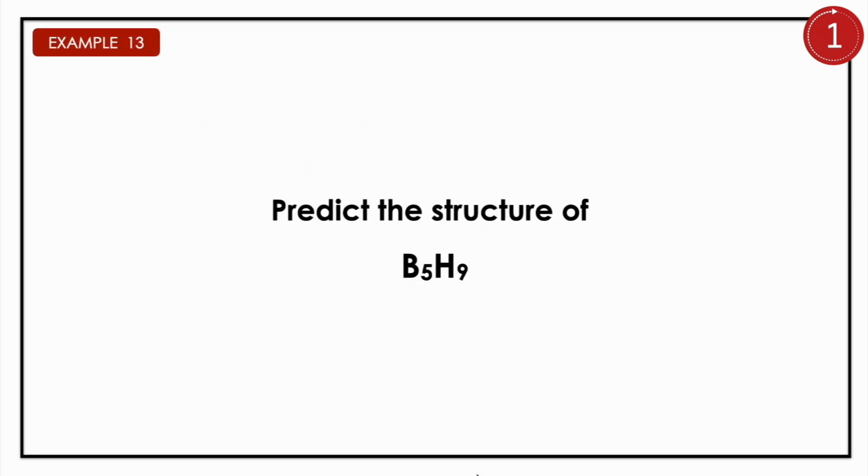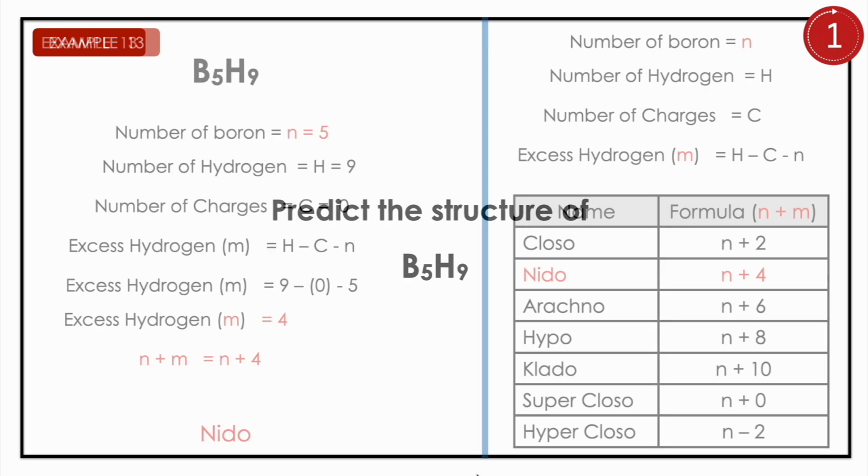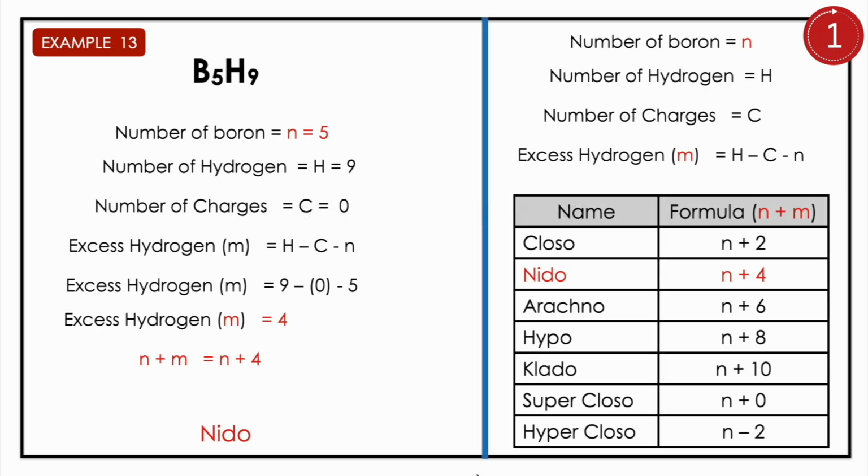Then the next example, here B5H9 is given. You should find the structure using Wade's rule. Here you have B5H9. It is a simple borane. So straightforward, we can find the excess of hydrogen, which is M equals H minus C minus N.